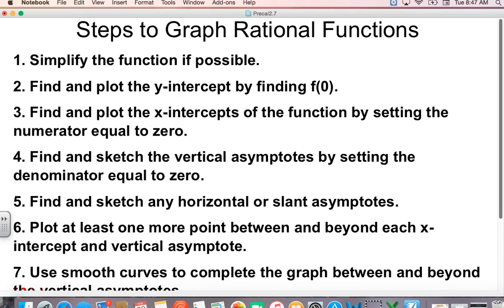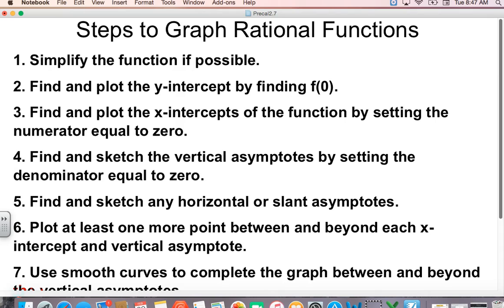3, find and plot the x-intercepts by setting the numerator equal to 0. We talked about this already. 4, you find and sketch the vertical asymptotes by setting the denominator equal to 0. Again, something we already know. Number 5, find the horizontal asymptotes or slant asymptotes. Slant asymptotes is something new we'll talk about today, but you already know how to do horizontal asymptotes.